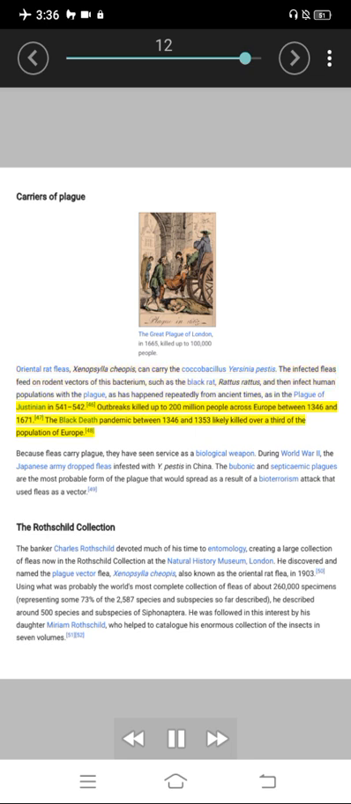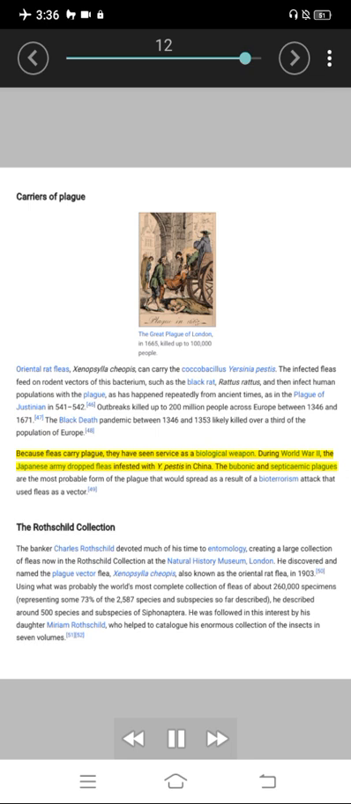46. Outbreaks killed up to 200 million people across Europe between 1346 and 1671. 47. The Black Death pandemic between 1346 and 1353 likely killed over a third of the population of Europe. 48. Because fleas carry plague, they have seen service as a biological weapon.